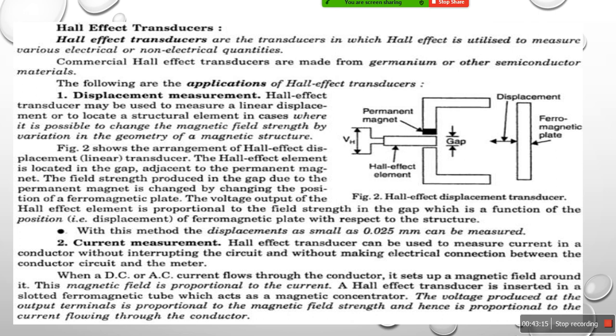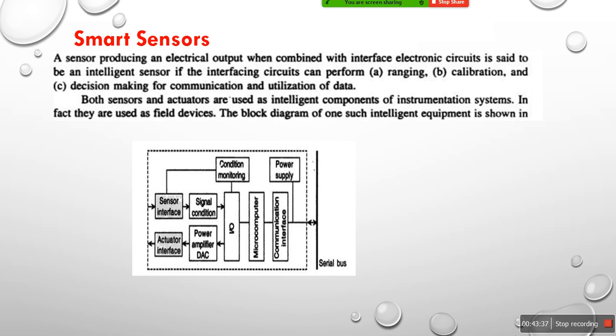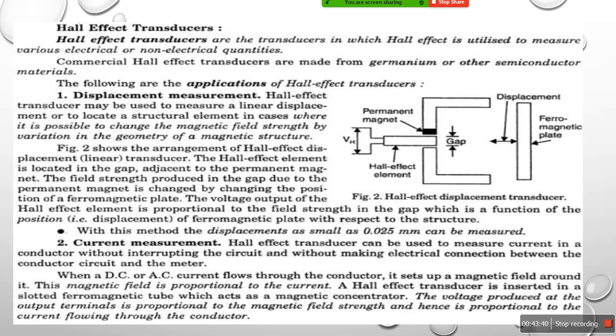When DC or AC current flows through the conductor, it sets up a magnetic field around it, and this magnetic field is proportional to the current. A Hall effect transducer is inserted into the slotted ferromagnetic tube which acts as a magnetic concentrator. So the voltage produced is directly proportional to the current flowing through the conductor. You will have some terminologies for formulas, like B is the magnetic field and VH is the Hall voltage. Automatically you will also have a hysteresis phenomenon generated in the Hall effect transducers.